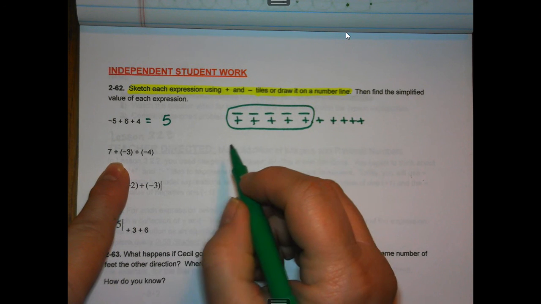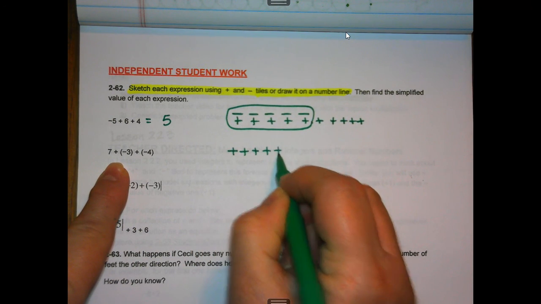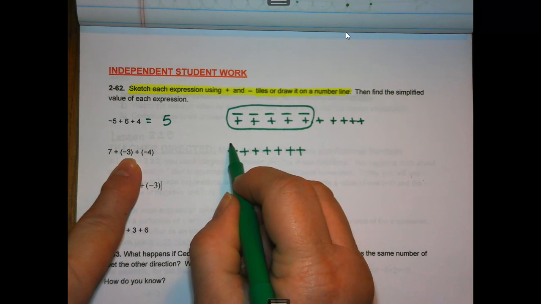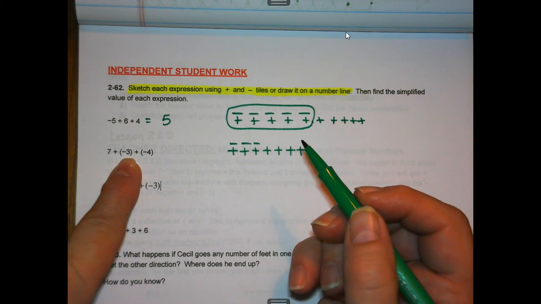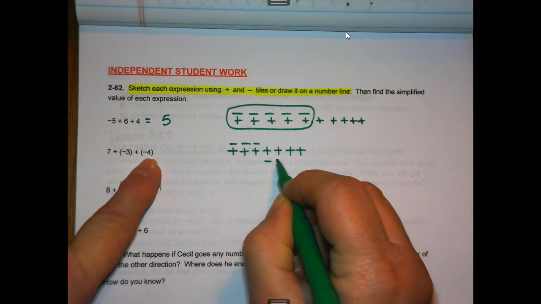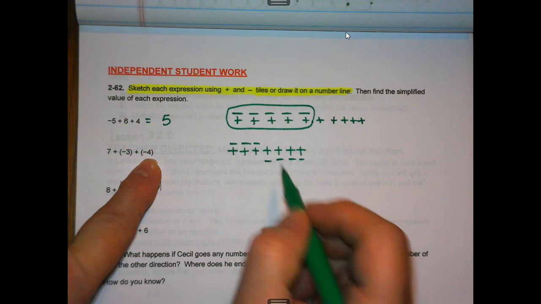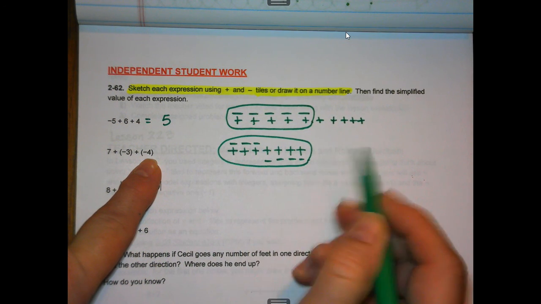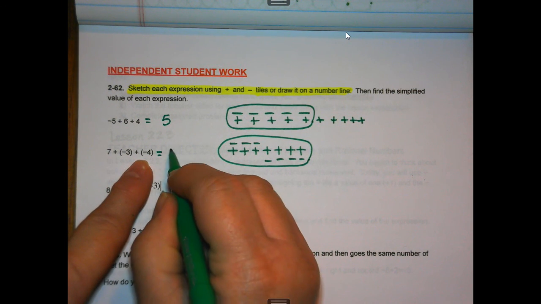For this one, we would start by drawing the 7 and then -3. So we have 1, 2, 3. And then I'll put the other ones down below, -4, 1, 2, 3, 4. So you see the 3 different groups of numbers here, and they all end up zeroing each other out. So 7 plus -3 plus -4 equals 0.